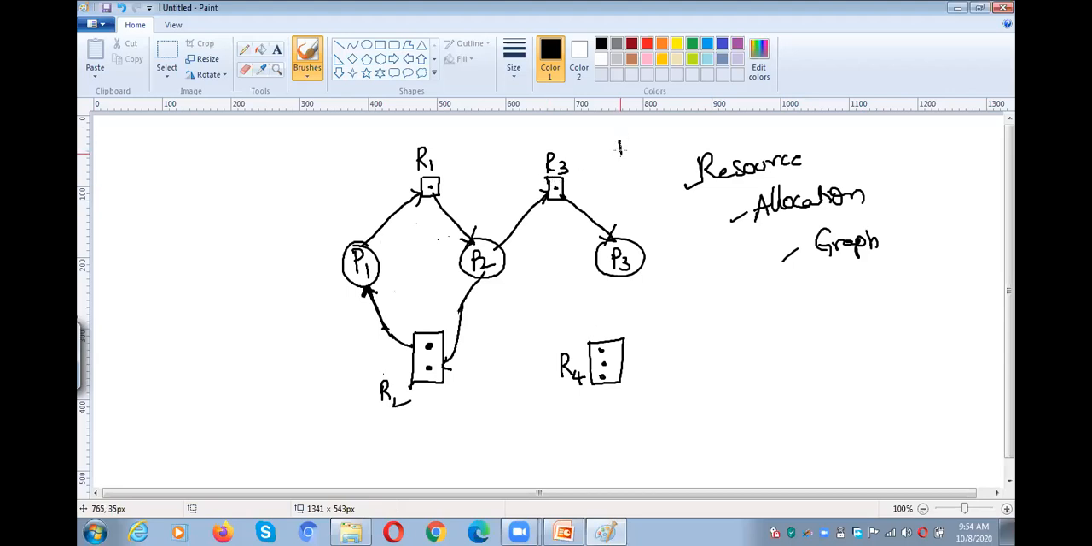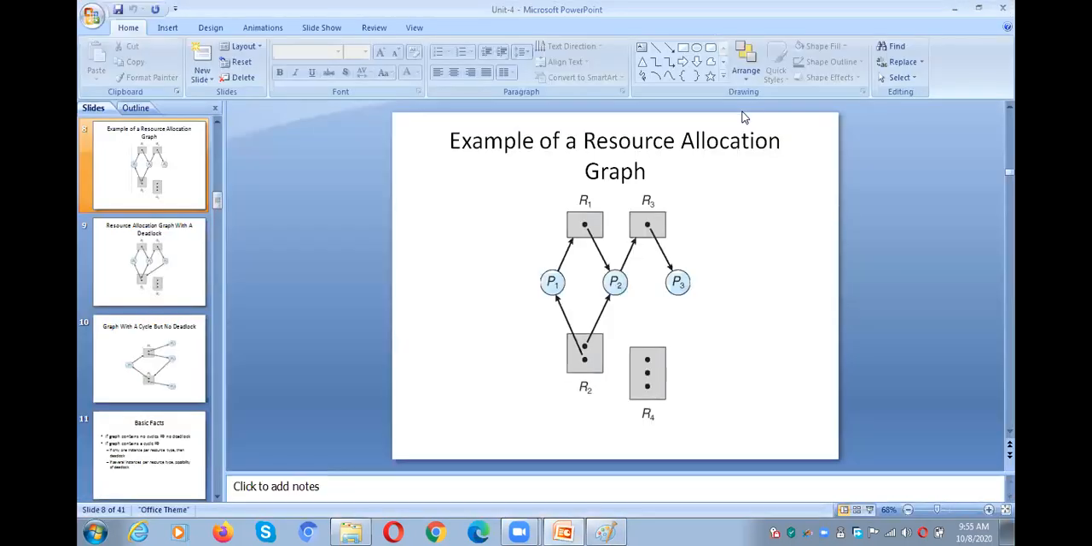The resources are R and processes are P. Resources are represented with a rectangle and processes are represented with a circle. Dots mean instances, right? That is about the resource allocation graph. If there is a cycle in the resource allocation graph, it means it leads to deadlock. If there are no cycles in the resource allocation graph, it indicates that there is no deadlock. If there is a cycle, then there will be a deadlock.